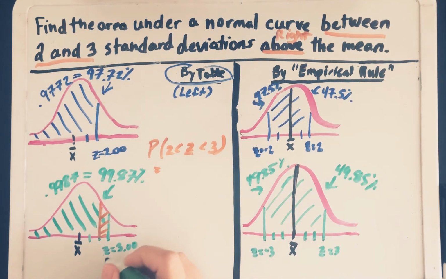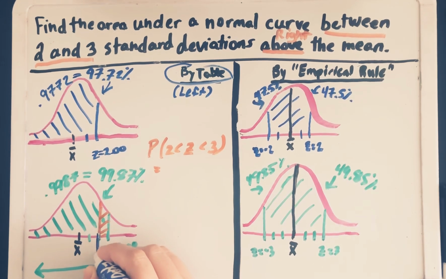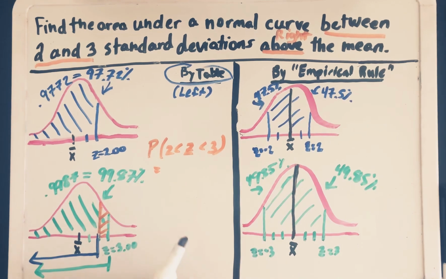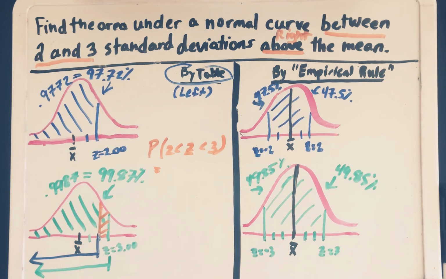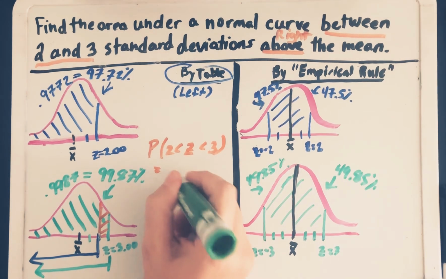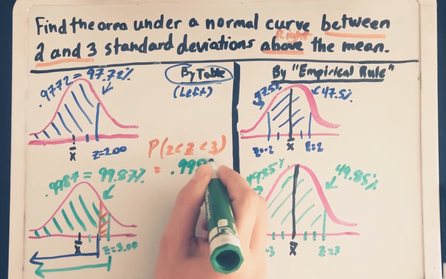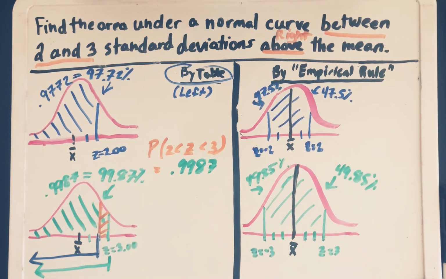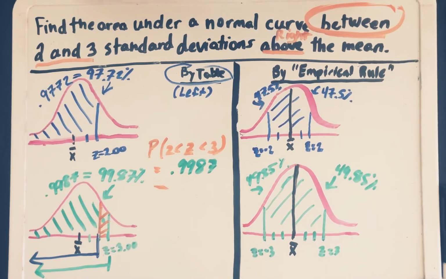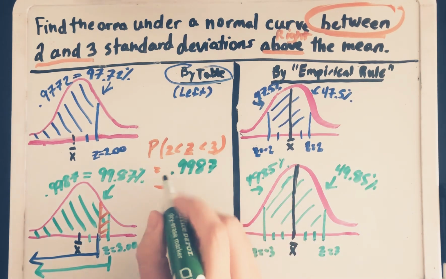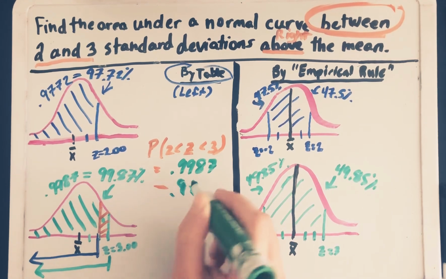So you're basically taking this larger area and subtracting the smaller area, which was 0.9772. That was this space. So when you take that larger area minus the smaller area, you'd get the area in question. So that's what we need to do here. We need to take as decimals 0.9987, and since it's between, we're going to subtract the larger minus the smaller area, minus 0.9772.